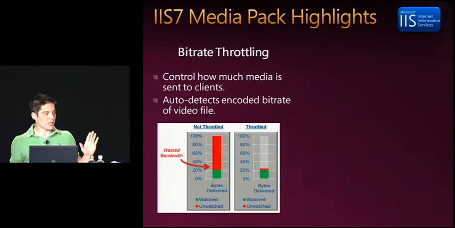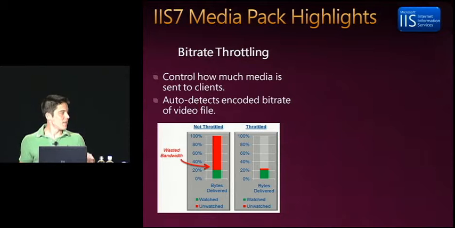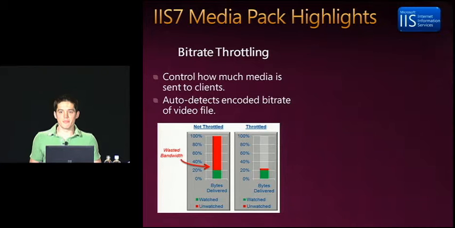So the first one I wanted to talk about is bitrate throttling. The motivation for bitrate throttling is the fact that the average user will actually only watch 20% of a file, according to some studies that they've made. I'm not sure if I trust the 20% number, but you basically know that a lot of users will not watch the entire file. And in the regular web server scenario, the server is just sending down data as fast as it can, and you get this graph on the left where you have this red bandwidth that you sent down to the user, but it was just never watched.